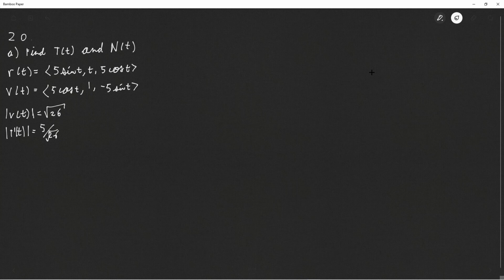And now finally we need to find our curvature, which is going to be equal to the magnitude of our tangent prime of t divided by the magnitude of our velocity, which is going to be equal to 5 over root 26 divided by root 26, which gives us our final answer of 5 divided by 26 as our curvature.